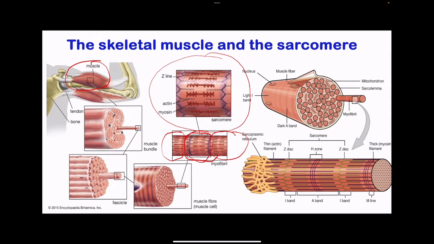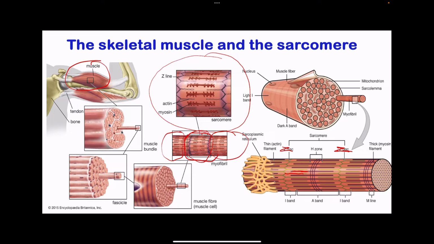The sarcomeres are arranged in a series, forming a repeating pattern along the length of the myofibril. Each sarcomere, like we can see here, is delineated by a Z line. We can see this Z line. It runs from one Z disc to the next Z disc. The Z lines are composed of interlacing thin and thick filaments, mainly myosin and actin. We can see this one here is myosin and that is actin.